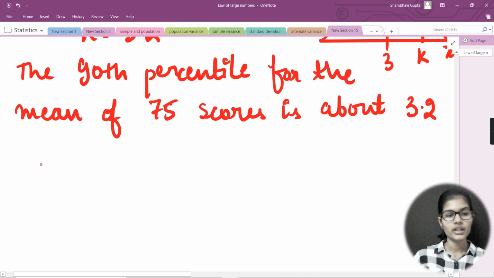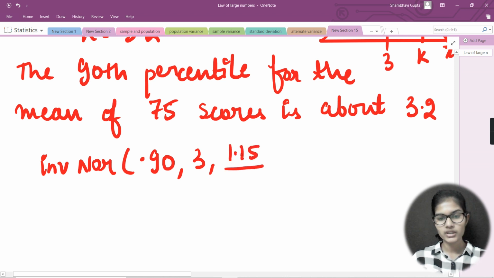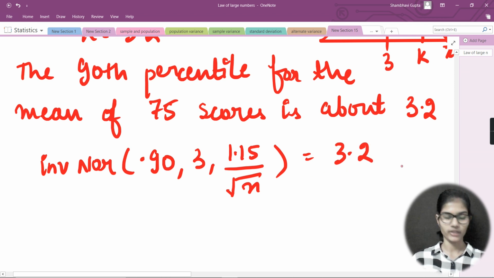And from here we can also find the inverse normal. So INV NORM, in brackets I would write the value 0.90. This 3 was the value for mu x, and 1.15 was the value for sigma x which we have found, and this was divided by the square root of n. So when you solve, this is equal to 3.2.